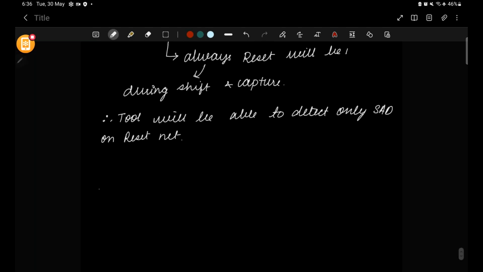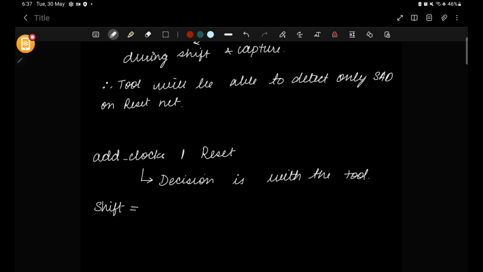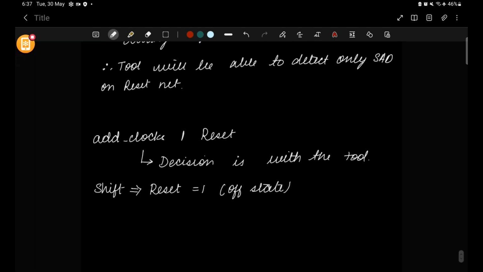The same thing, if you declare the reset as a clock, add clocks, off state is 1, reset. If you do it like this, then the decision is actually with the tool, whether to make it 0 or 1. What the tool will do is, during the shift phase, keep the reset equal to 1, that is the off state. In this example, I've considered an active low reset.